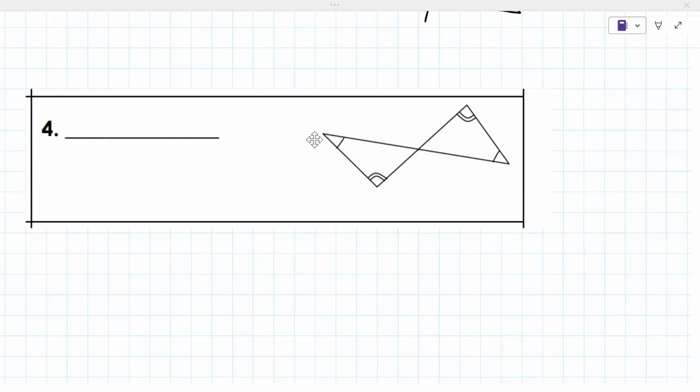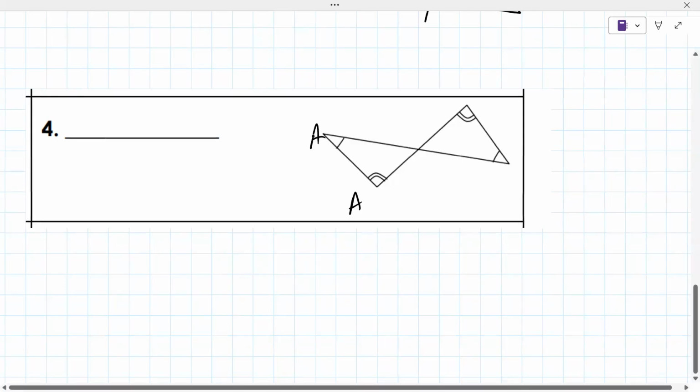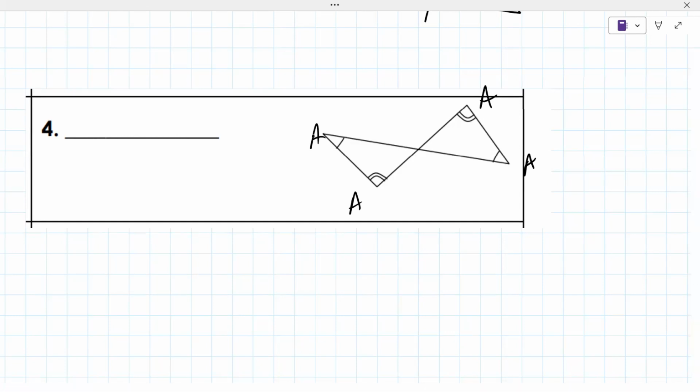So we got an angle and an angle and an angle and an angle. Do you know anything else that's congruent about these triangles just by looking at it? The two angles, they're on one line, same thing with the other, so these are called vertical angles. These are congruent. So is there an AAA congruence? No, it's not an option here. These are not congruent.